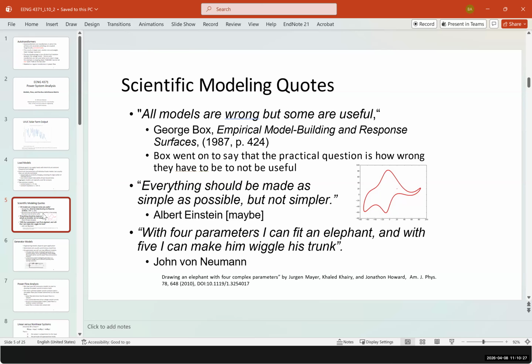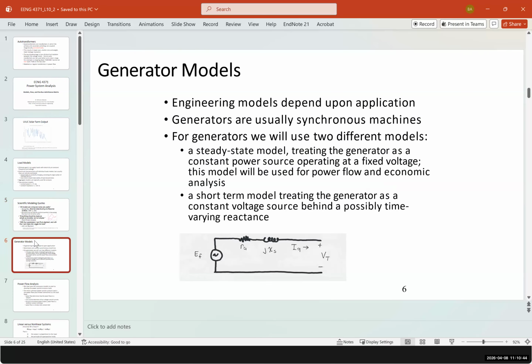So everything should be made as simple as possible, but not simpler. That's from Einstein. And then, with 4 parameters, I can fit an elephant, and with 5, I can make him wiggle his trunk. And this is from John von Neumann. So as mentioned, models are very good estimates. They are not perfect. We have different types of systems as well that I would mention, nonlinear and linear models.